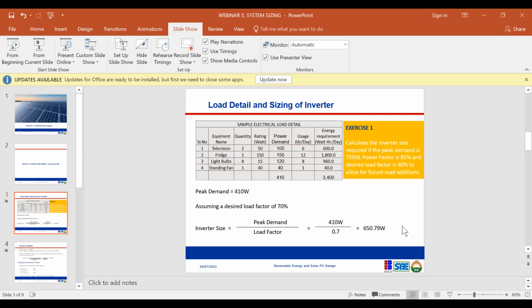410 divided by 0.7. If you have your calculator, or you can also do it with your phone, please, let's do this together. Let's work together on this. 585.7.